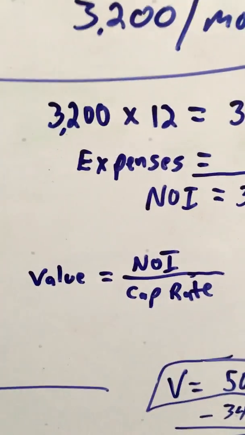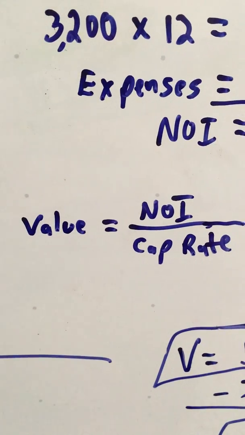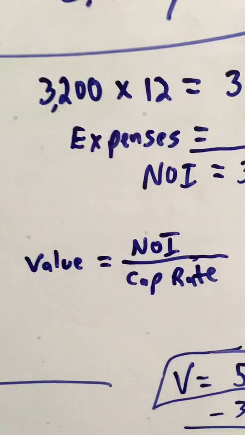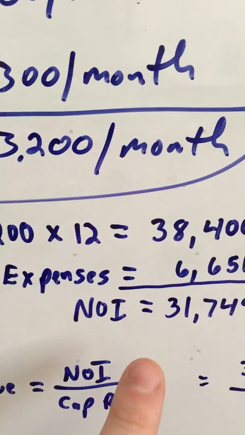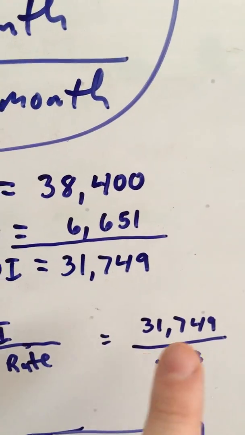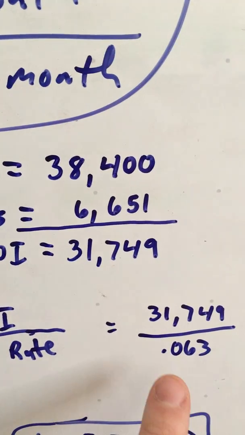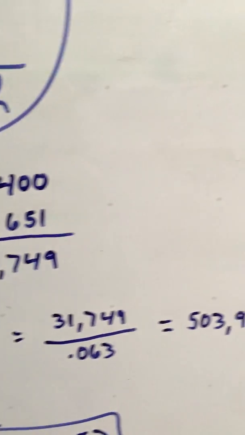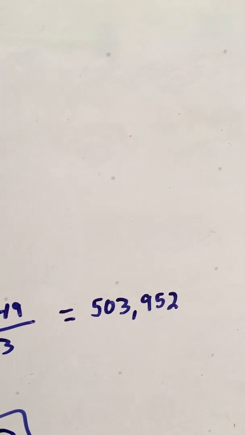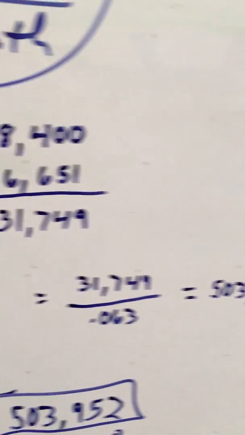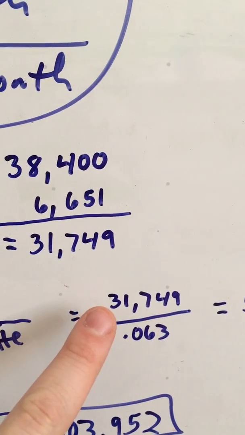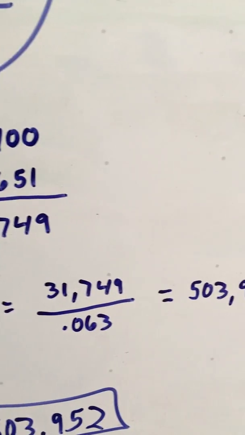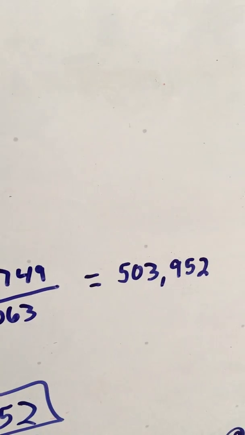And so here's what that formula looks like. In order to get the value, you just divide the NOI by the cap rate. So we found our NOI up here, 31,749, and the cap rate is 6.3. Be careful with the decimal point, it screwed me up a lot. But then you get the value of 503,952. So what that means is that if this is your net operating income and the average cap rate is 6.3%, then you would value the property at 503,952.